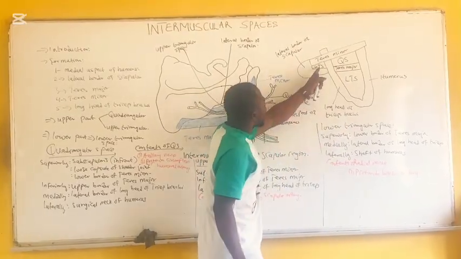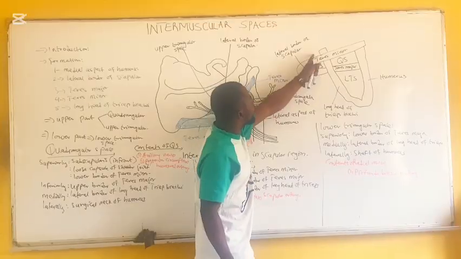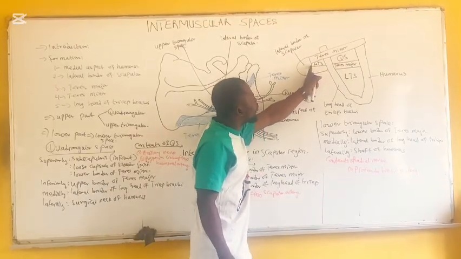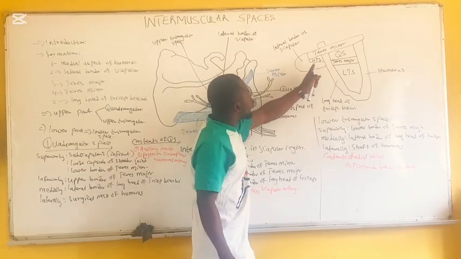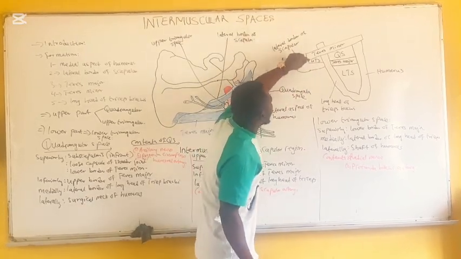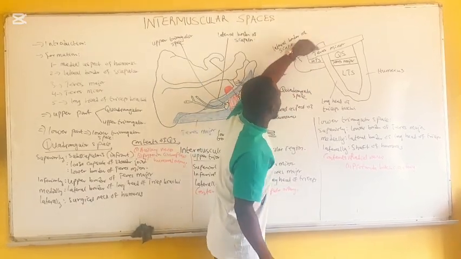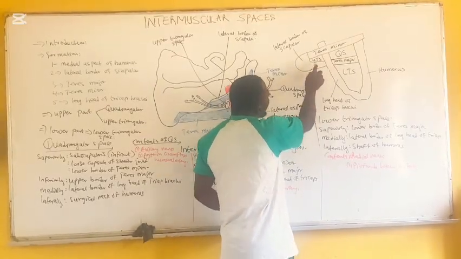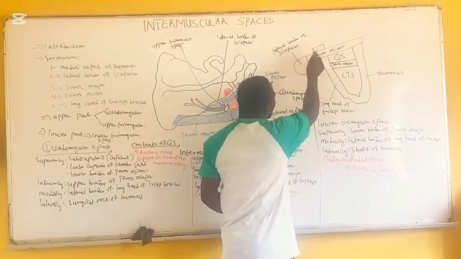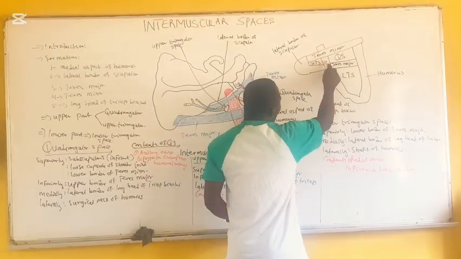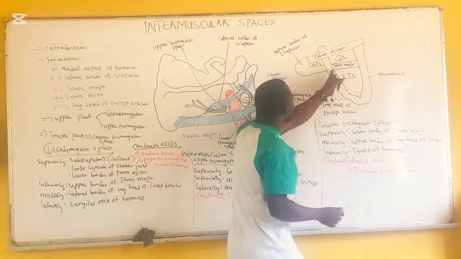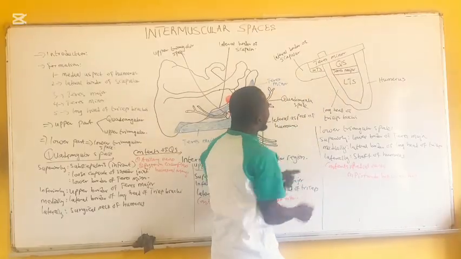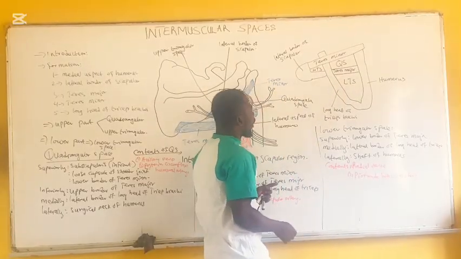Now, for the upper triangular space, we can see it has a superior boundary, an inferior boundary, and a lateral boundary. It does not have a medial boundary. The superior boundary will be formed by the lower border of teres minor, and inferiorly it will be formed by the upper border of teres major. Laterally it will be formed by the medial border of the long head of the triceps brachii.